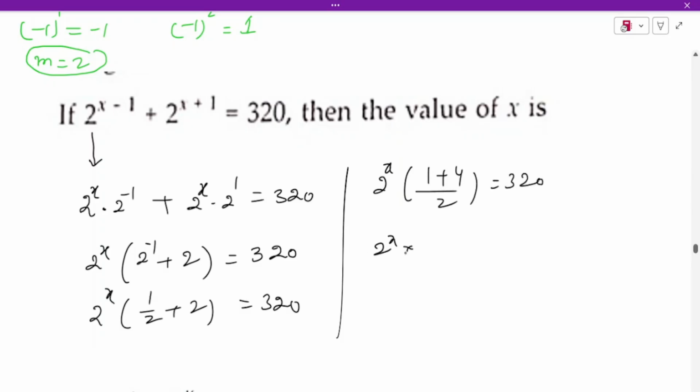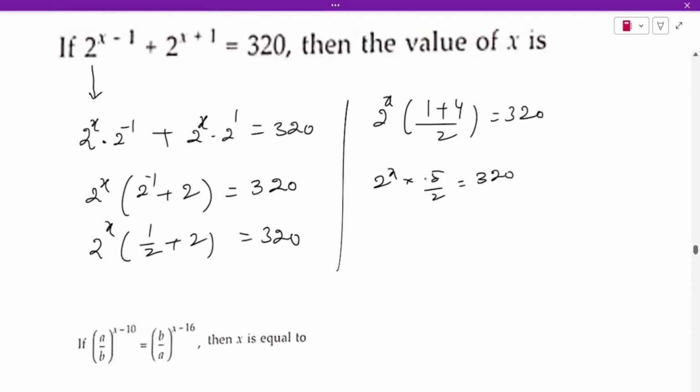So this is 2 power x times 5 by 2 is equal to 320. We can go for further simplification of this as well. If we write this as 2 power x times this multiplied by 5 is equal to 320, we can simplify further. We just have to cancel this 0 by multiplying and dividing both numerator as well as denominator. By doing this, we'll get this number as 10, and this 10 will cancel this 0 over here.